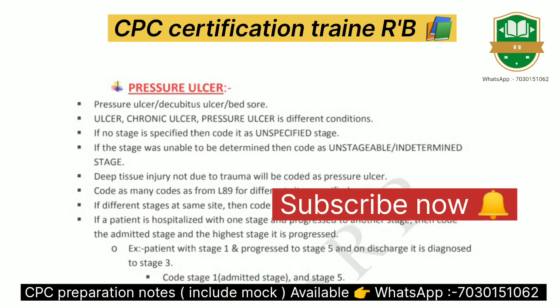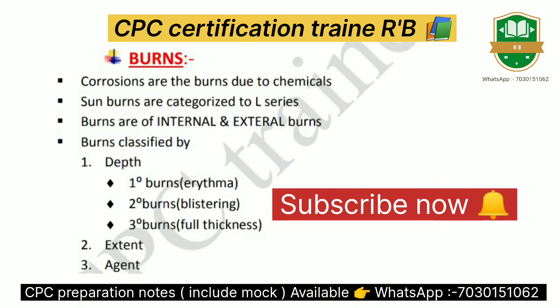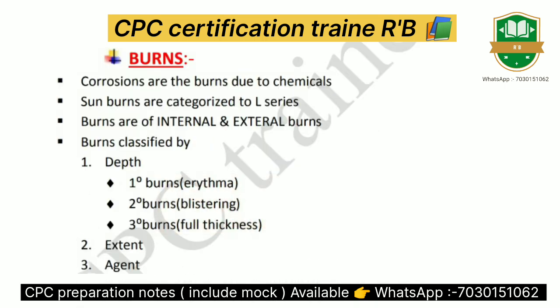Then burn. Corrosion is a burn due to a chemical. Sunburn is categorized by the L series. Burns are internal and external burns. Deep burn: first degree burn, second degree burn, third degree burn. Okay, then external cause. You can read it point by point.